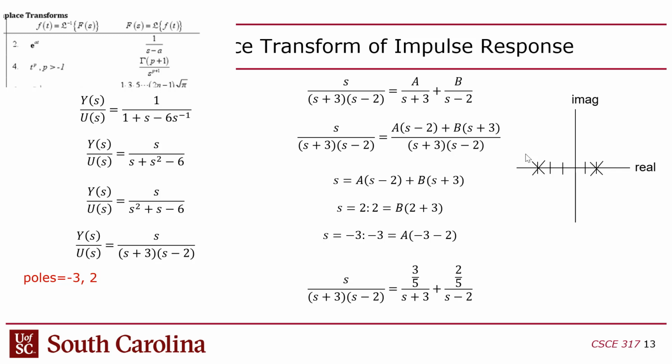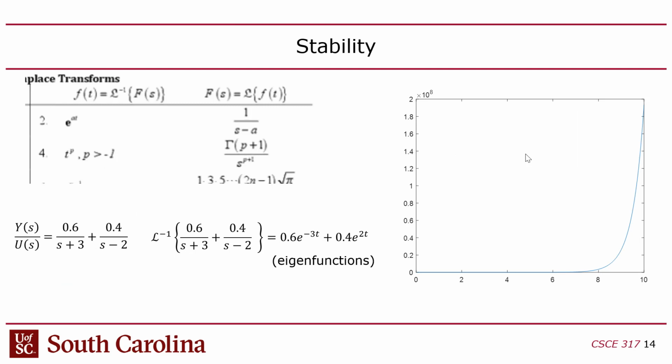So you end up with 3/5 over s plus 3 plus 2/5 over s minus 2. So I solved for a and b, and then I went back to the original equation and plugged in those values. So you end up with the form that comes from the table. So I can calculate the time domain version of this. I could do the inverse Laplace transform, and I end up with this as my transfer function. So this was 3/5 and 2/5.